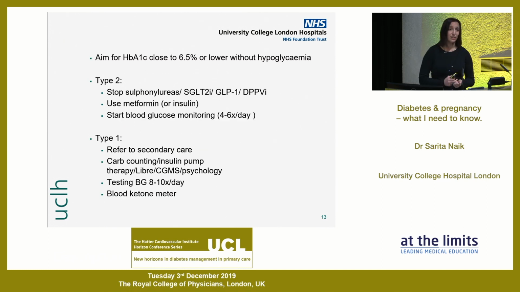When it comes to glycemic control, we're aiming for an HbA1c as close to 6.5% or 48 millimoles, or even lower if possible, but the key is to do that without hypoglycemia. For women with type 2 diabetes, we want to stop all medications except metformin or insulin. If they're on diet control or they are just on metformin, you might not think that they need to do any blood glucose monitoring, and they might not need to in that preconception period, but it's good if they have a blood glucose meter, because then they can start doing it as soon as they get pregnant.